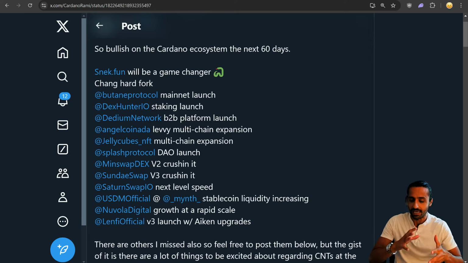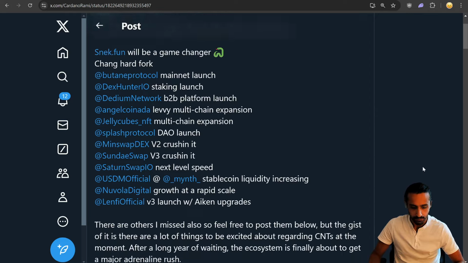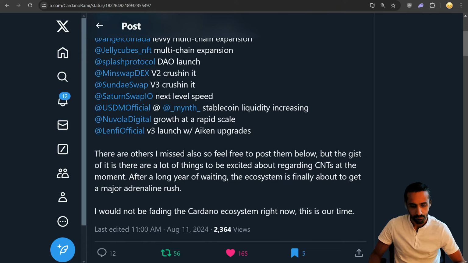I looked a little bit into Aiken. I see Charles talking about Aiken, and that's another platform for smart contract development and easing the process, inspired by other languages to make it easier. Whatever we can do to launch contracts easier, whatever we can do to diversify and go cross-chain, I think are more than welcome. There are others I missed also, so feel free to post them below. But the gist of it is there.